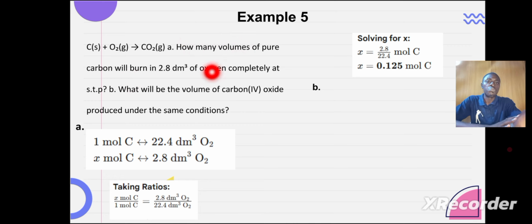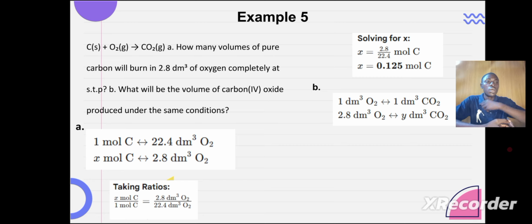Okay, let's go to the second part of the question. What will be the volume of carbon dioxide produced under the same condition? So we're talking about volume of carbon dioxide. The relationship should contain volume, importantly. So 1 dm cube of oxygen is equivalent to 1 dm cube of carbon dioxide, and then 2.8 dm cube of oxygen is equivalent to x dm cube of carbon dioxide. How do we get this statement? Since we're talking about volume, the relationship can be in any way you want it. You can write a relationship between the number of moles of carbon and the volume of carbon dioxide.